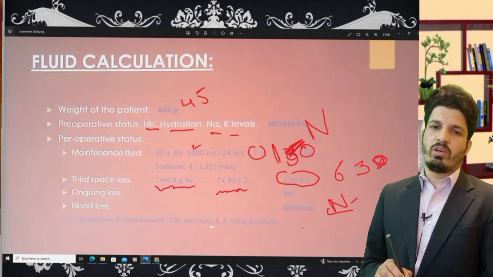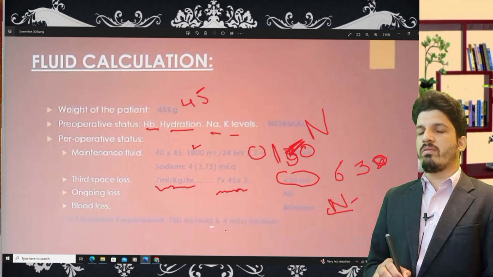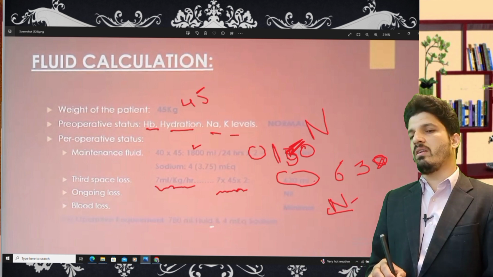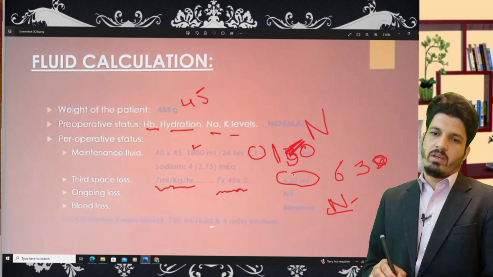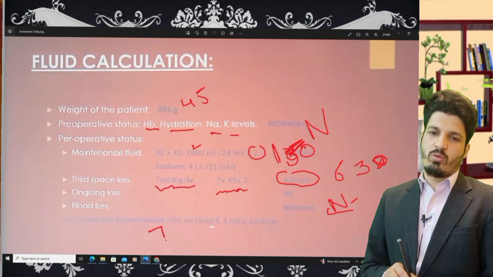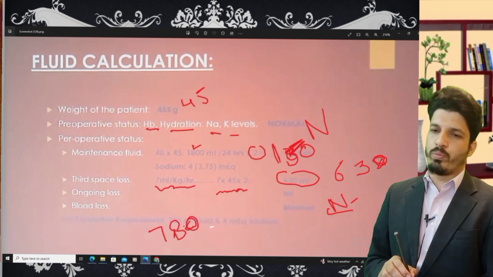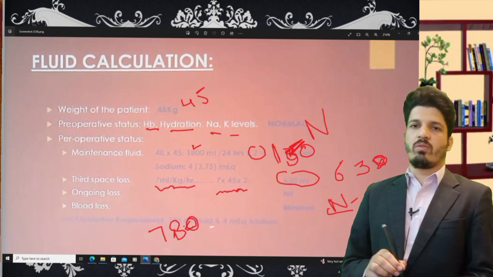So the total per-operative fluid is 630 plus 150, which almost comes out to be 780 ml. That's the per-operative fluid he will require.